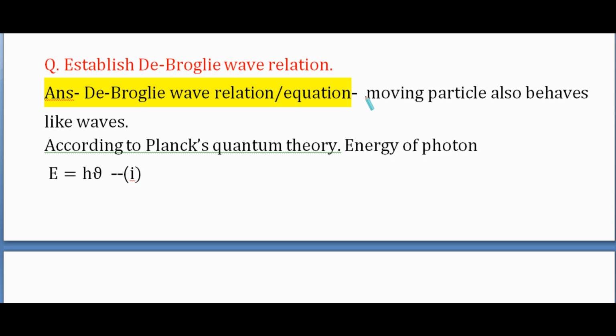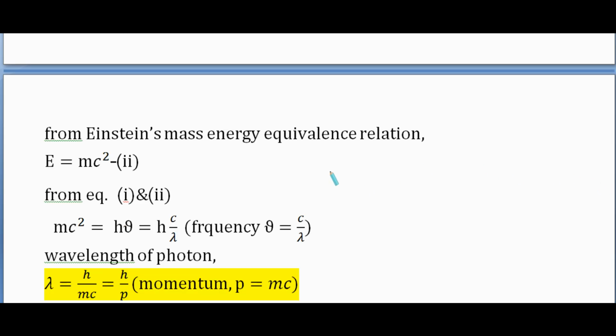Establish de Broglie wave relation. Moving particle also behaves like waves. According to Planck's quantum theory, energy of photon E equal to h nu. From Einstein mass energy equivalence, energy of photon E equal to mc square. From equation first and second we compare mc square equal to h nu.